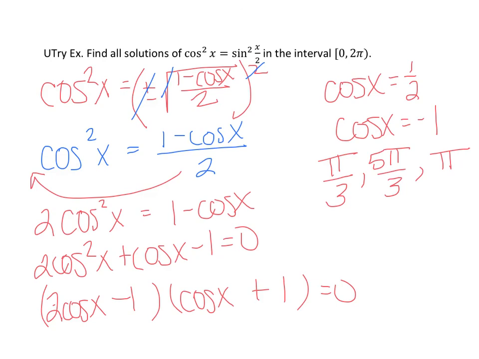Okay, so we put in the identity, squared it, takes care of the radical and the plus or minus. Sent them over 2, I'm going to multiply my 2 over. 2 cosine squared x equals 1 minus cosine x. Everything over to the left side to get it equal to 0. 2 cosine squared x plus cosine x minus 1 equals 0. Factoring, set my factors equal to 0, and solve.